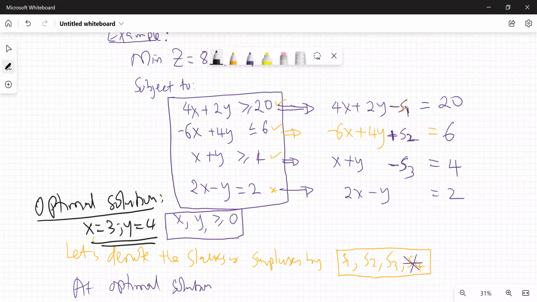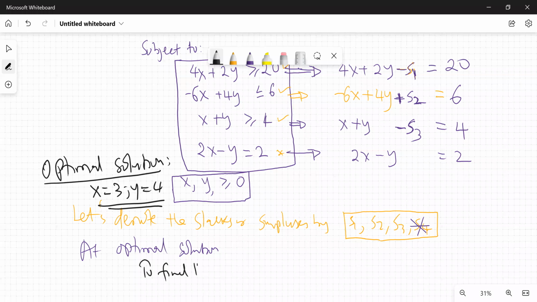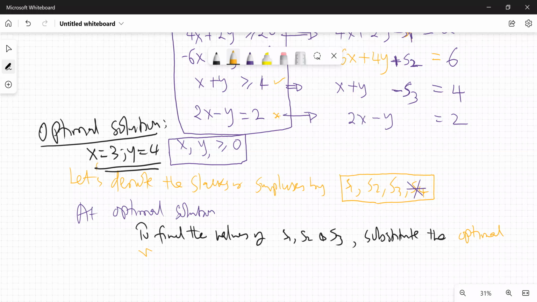So if you want to find the values of S1, S2, and S3, you substitute the optimal values of X and Y into each of the equations containing the slacks or the surpluses.